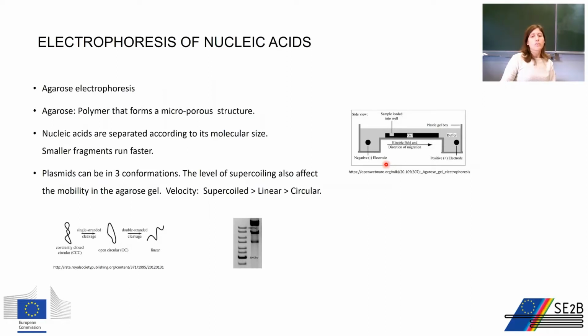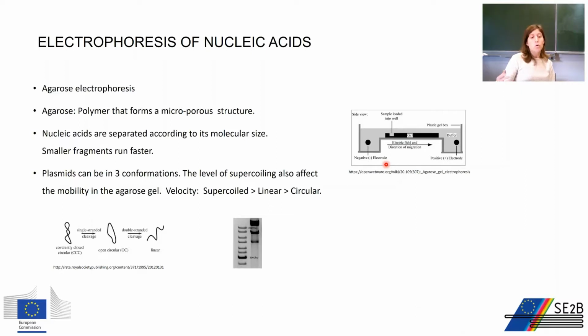And then for the electrophoresis of nucleic acids, we use as the support agarose. Agarose is a polymer that forms a microporous structure. Therefore, these nucleic acids will also be separated by size, and only by size, because all nucleic acids have the same density of negative charge. Therefore, the smaller fragments will run faster through this microporous structure.